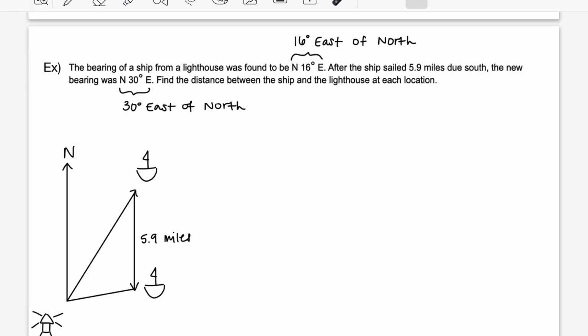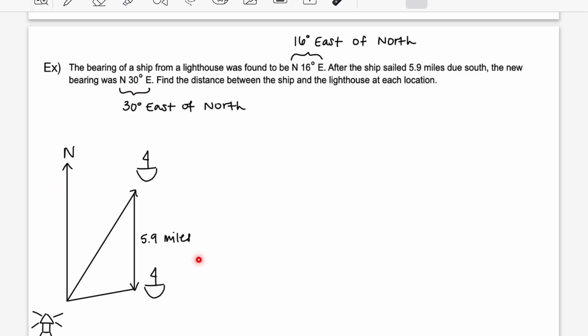Alright, so the last example we'll look at is the following. We're told that the bearing of a ship from a lighthouse was found to be this here, which is going to be 16 degrees east of north. Now after the ship sailed 5.9 miles south, the new bearing was 30 degrees east of north. What we want to do is find the distance between the ship and the lighthouse at both of these locations.